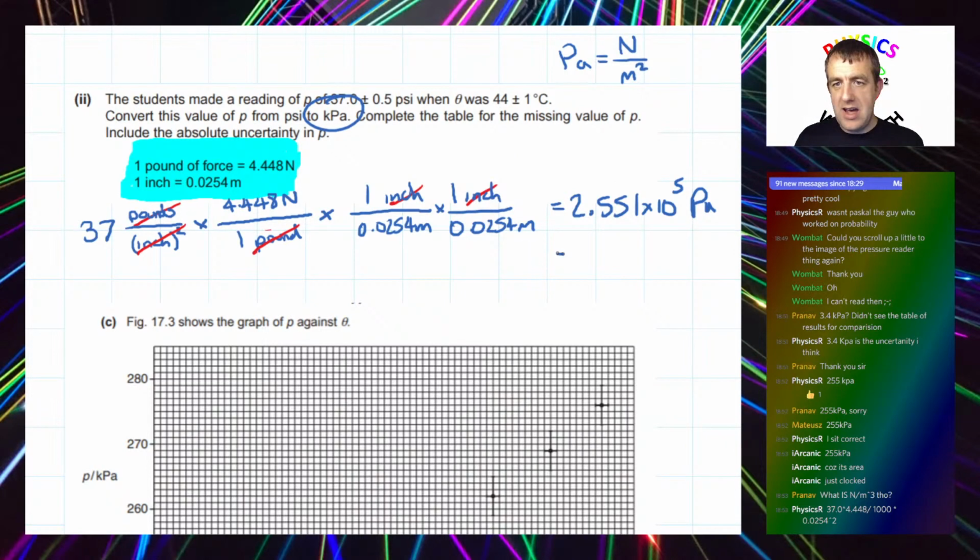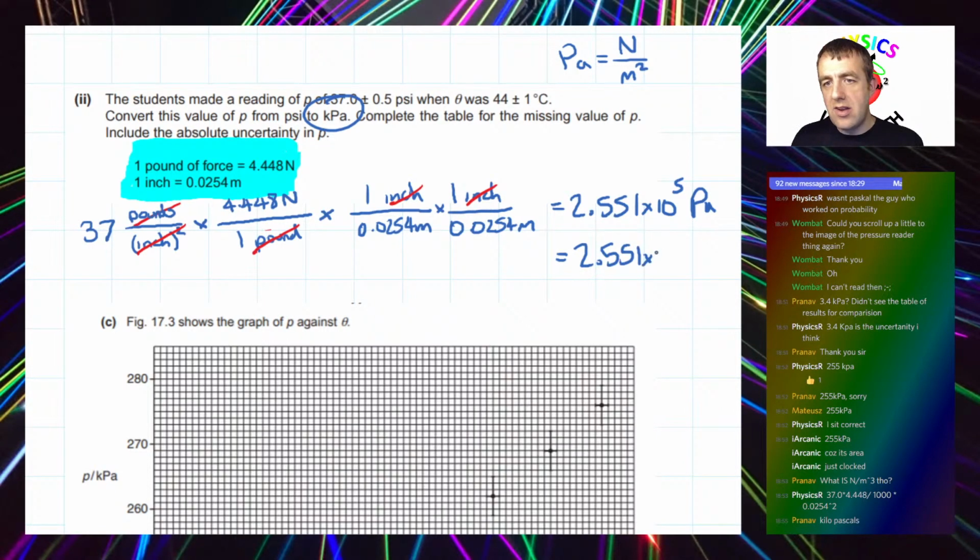Kilopascals. So we did some practice at this last time. Basically, I'm going to reduce the power by a factor of 1,000. So 2.551 times 10 to the 2 kilopascals. Kilo means 10 to the 3. Yeah, exactly. So this is 255 kilopascals, which I think is what you all said.